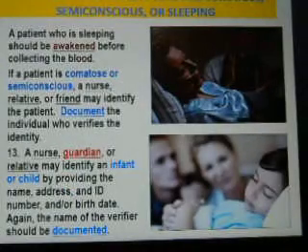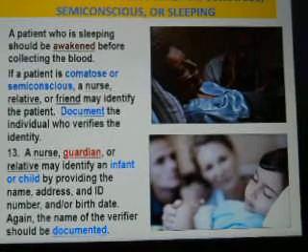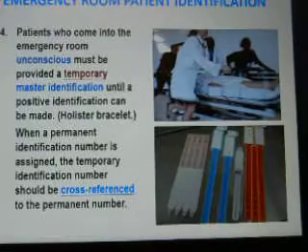So still on identification of patients, now we're talking about patients who are either comatose, semi-conscious, or sleeping. A patient who is sleeping should be awakened before collecting blood. You always wake your patient up. And we talked earlier about turning those lights on and things of that nature. If a patient is comatose or semi-conscious, a nurse, relative, or friend may identify the patient. You need to document the individual who verified the identity for you, okay? A nurse, guardian, or relative may identify an infant or a child by providing the name, address, and ID number and/or date of birth. Again, the name of the verifier should be documented.